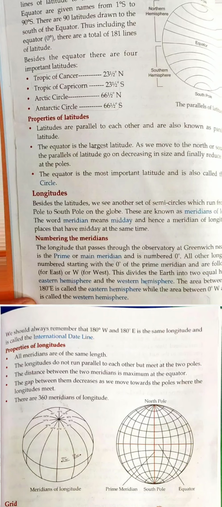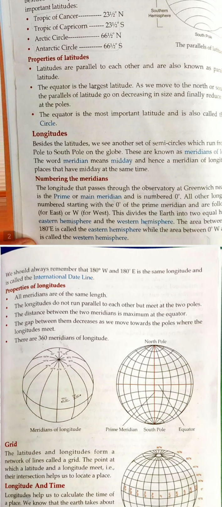Please note, 180 degrees west and 180 degrees east is the same longitude and is called the International Date Line. The distance between the two meridians is maximum at the equator. All the meridians are of the same length. There are 360 meridians of longitude.